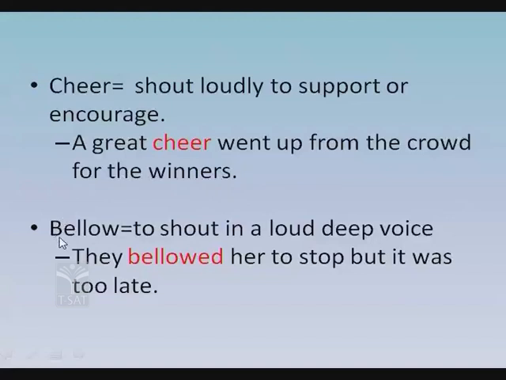Next is bellow, to shout in a loud deep voice. That means to be very clear and to make others hear about what you are going to say. They bellowed to her to stop, but it was too late. That means they were trying to stop her by shouting, but it was too late.